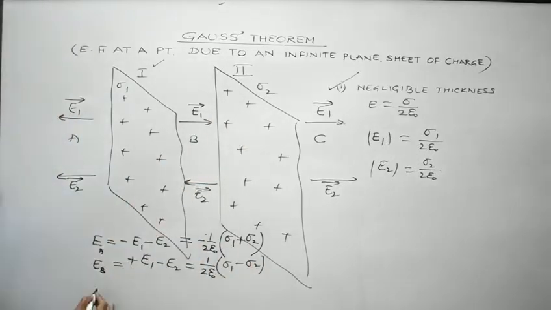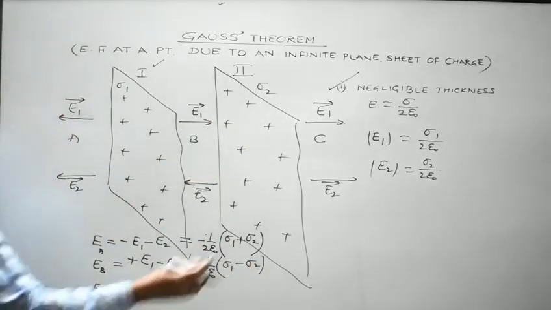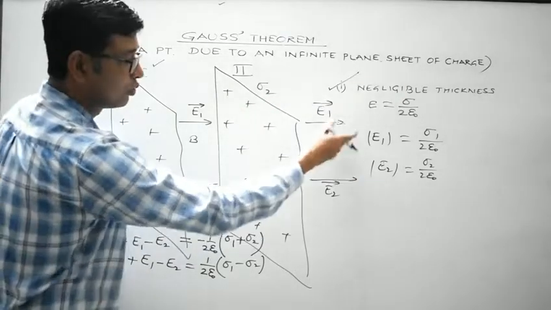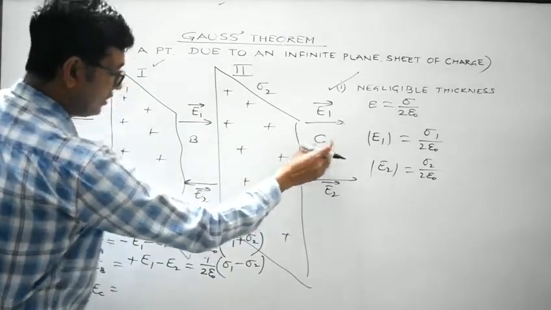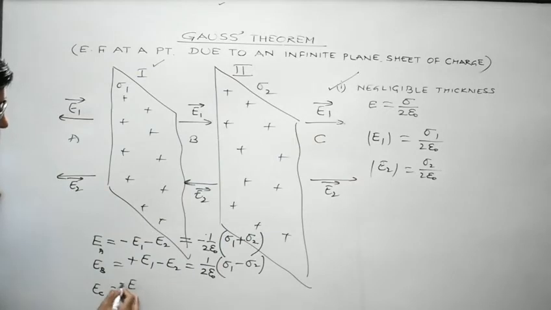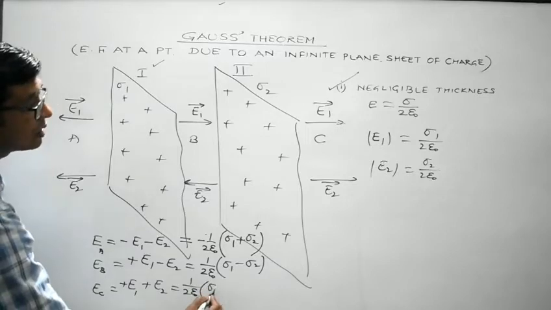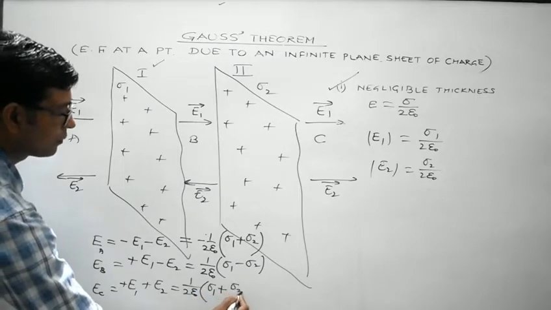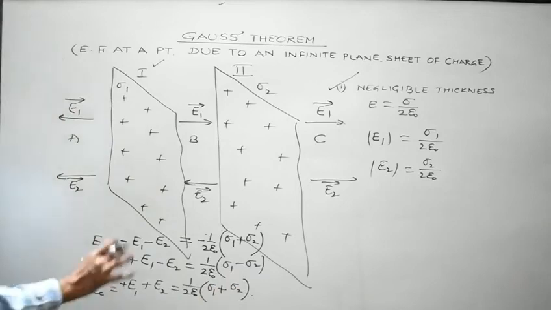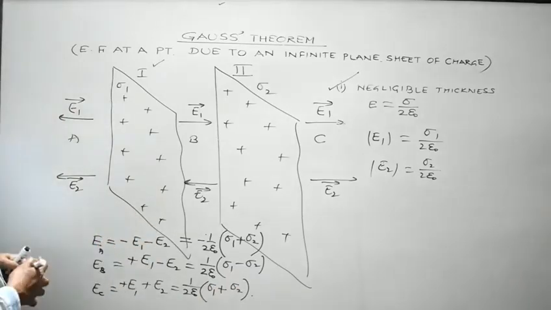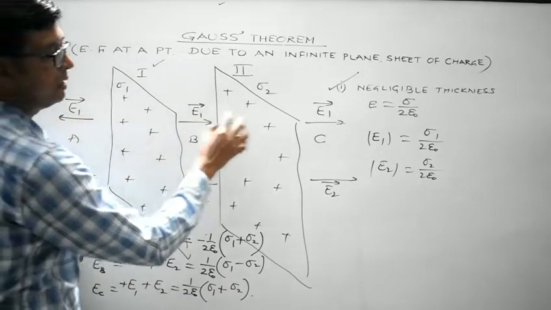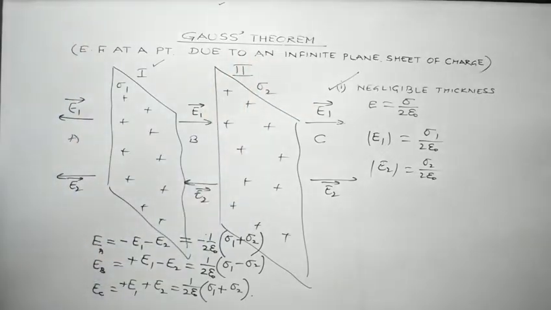And in the third case, again both are in the same direction and in the positive direction, so both will get added up. So net electric field in the region C would be given by plus E1 plus E2. So it will be 1 by 2 epsilon naught (sigma 1 plus sigma 2). So these are the expressions for the electric field in regions A, B and C respectively.